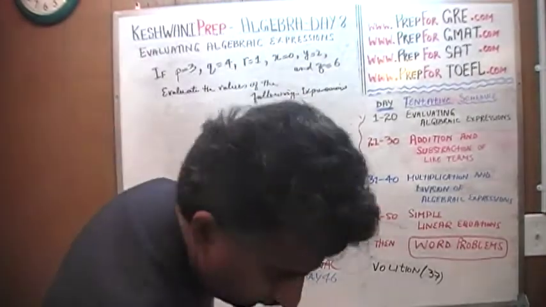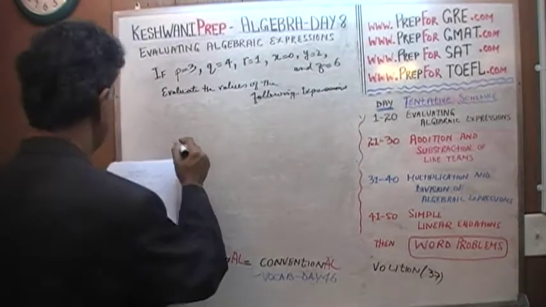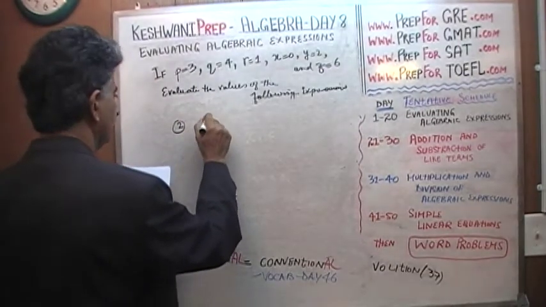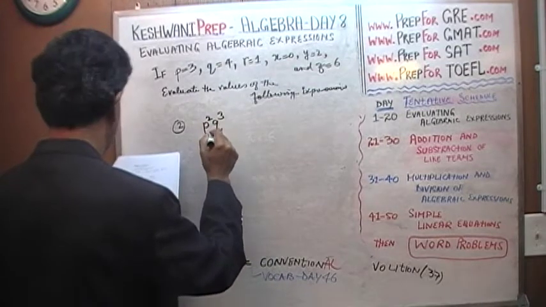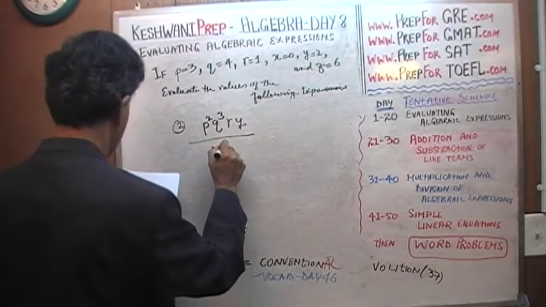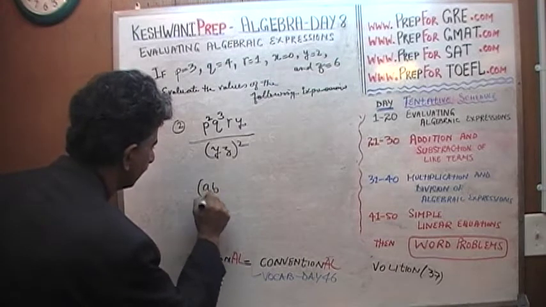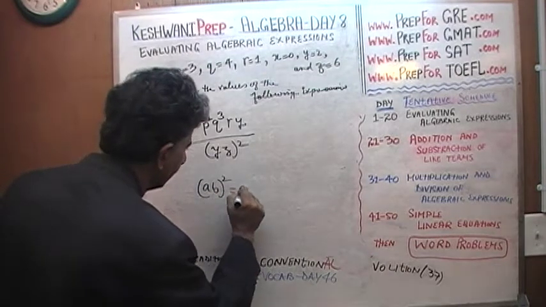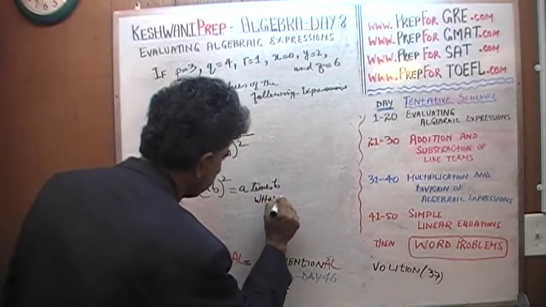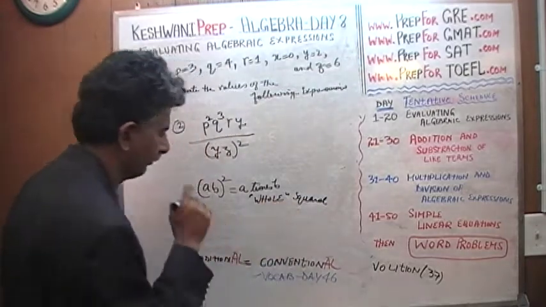Next one. Number 2. Number 2 seems fairly complicated. P squared times Q cubed times R times Y over Y times Z whole squared. This is how it's read. This is to be read as A times B whole squared. Whole squared. You must say that. A times B whole squared.